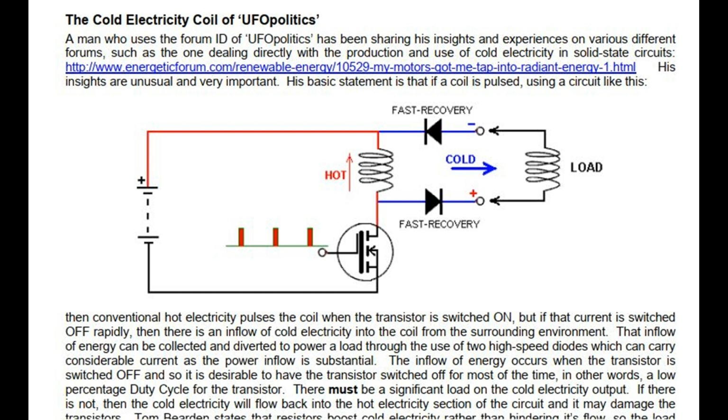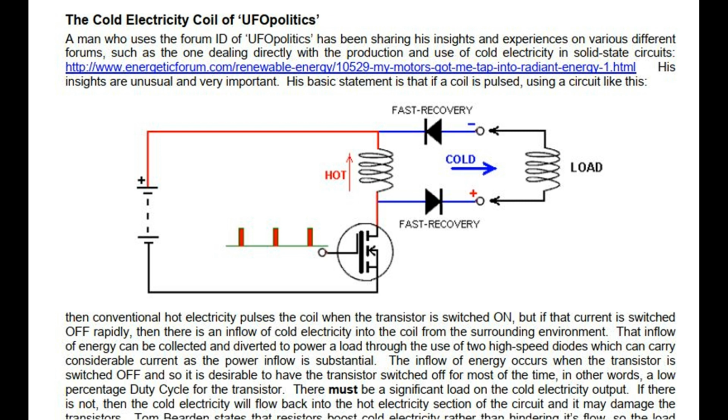http://www.energetic-forum.com/renewable-my-motors-my-mode-radiant-my-energy-1.html. His insights are unusual and very important. His basic statement is that if a coil is pulsed, using a circuit like this, then conventional hot electricity pulses the coil when the transistor is switched on, but if that current is switched off rapidly, then there is an inflow of cold electricity into the coil from the surrounding environment.